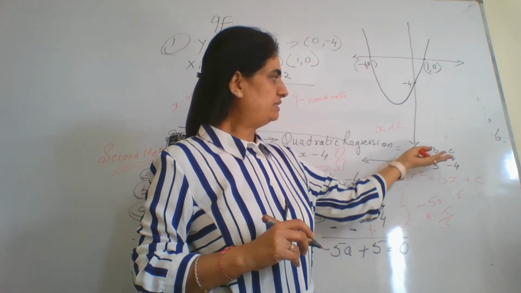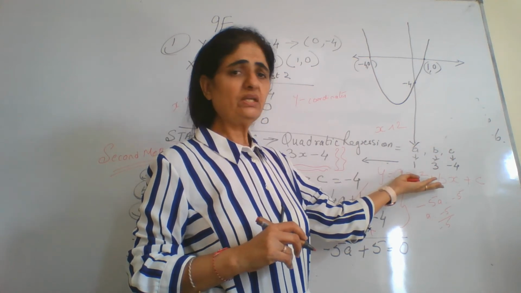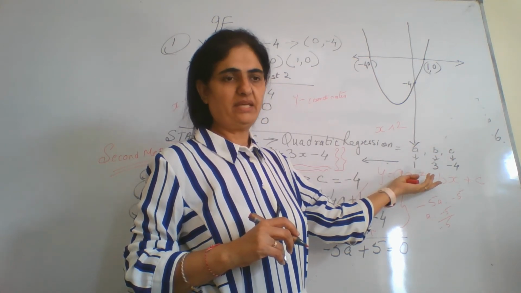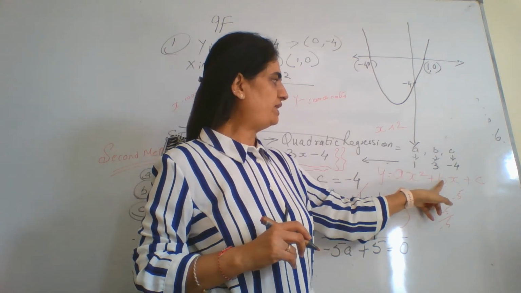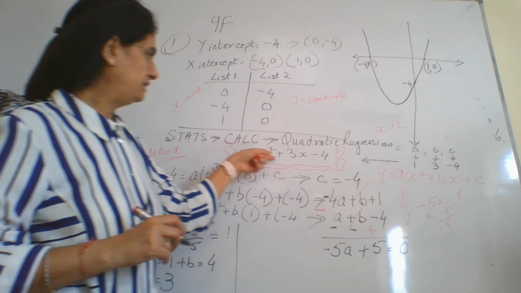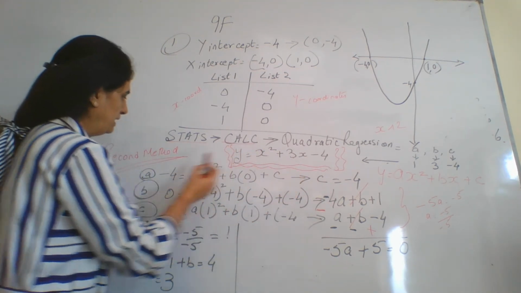By using these values of a, b and c, I will write it in the form of ax² + bx + c. So it will be 1x² + 3x - 4. That's my equation. This was the question; I had to write it this way.